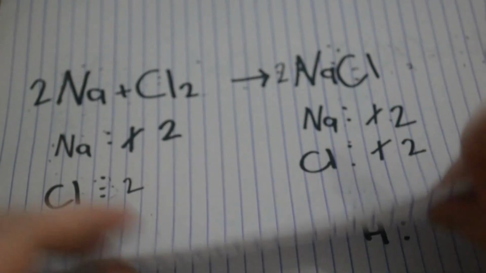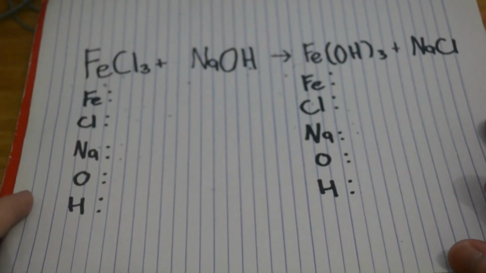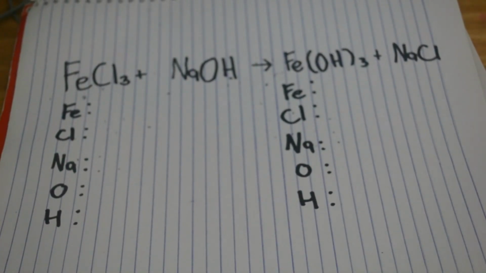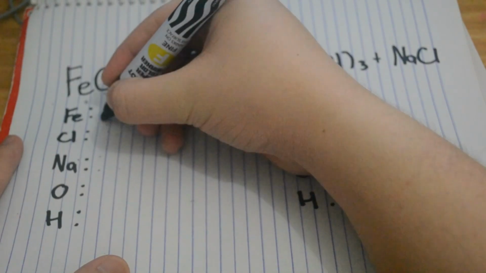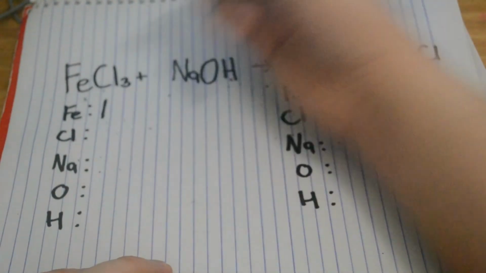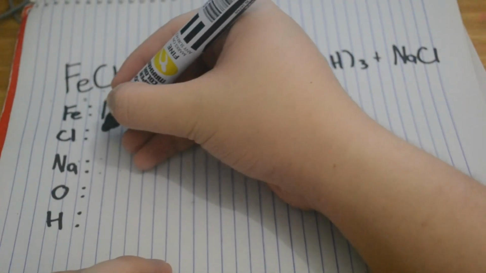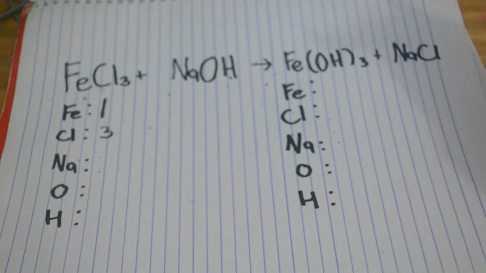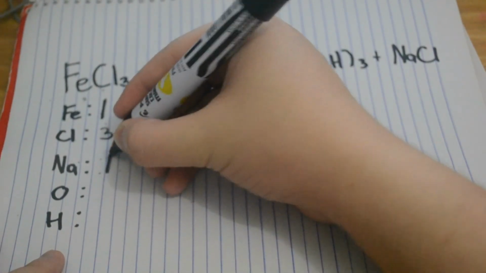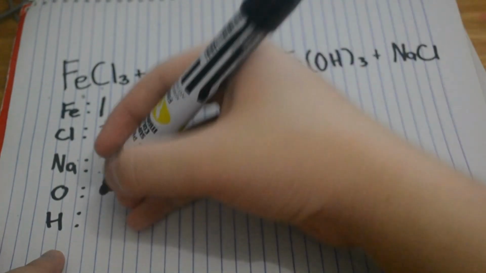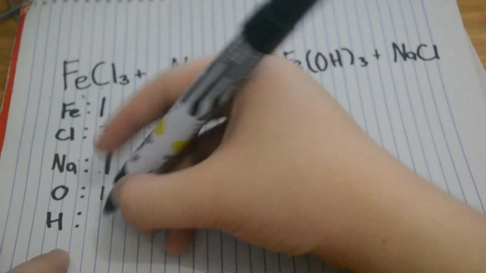Let's move on to the last problem. You still with me? Now I know that's a lot of elements. It may seem daunting, but trust me, it's not that hard at all. Again, like I taught you, we list down the atoms. So there's 1 for iron here. There's 1 for iron here. There's 3 for chlorine. There's 1 sodium. There's 1 oxygen. And there's 1 hydrogen.